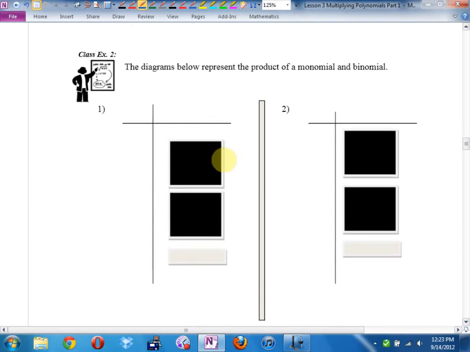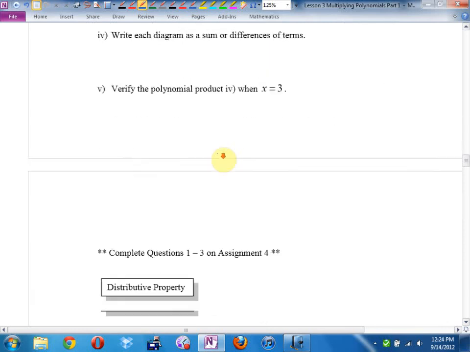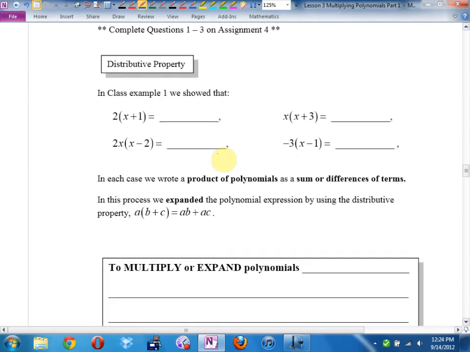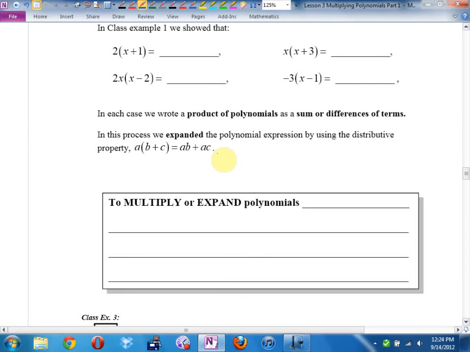We're going to skip example 2, and we're going to jump to where this box says to multiply or expand polynomials. And we're going to fill in a definition.